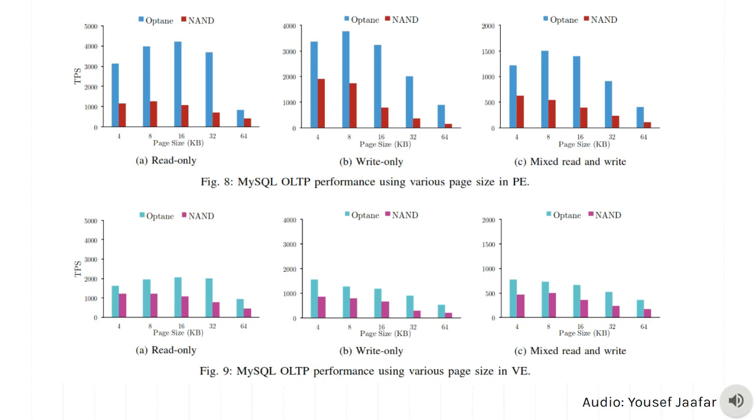MySQL, a widely used relational database management system, was selected to perform the tests. 20 gigabytes of data were generated, a 32 megabyte file cache was used, and 16 client threads were connected to MySQL. The performance is measured in transactions per second. The higher, the better. Optane still does much better than NAND in all situations, but in the VE, the transactions per second of Optane decrease much more than NAND, which is caused by the large virtualization overheads.